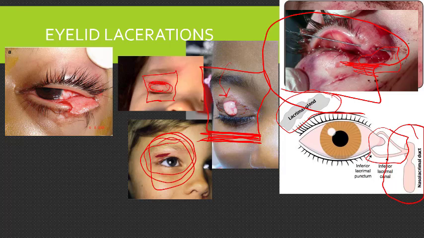And this is something that you can talk to them about. If they say, oh yeah, you sew it up yourself, and you're like, no, I'm pretty sure that the nasolacrimal duct or the canaliculi system is involved, and they have to come in.